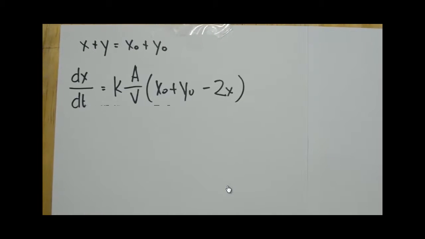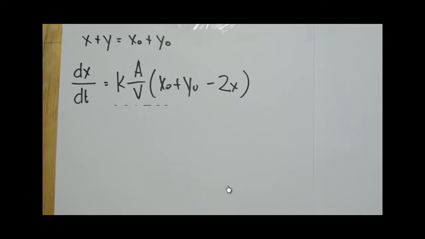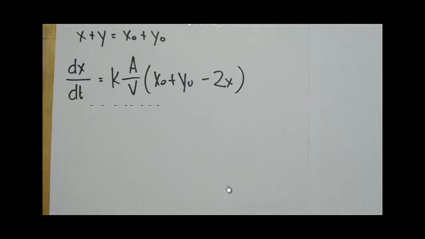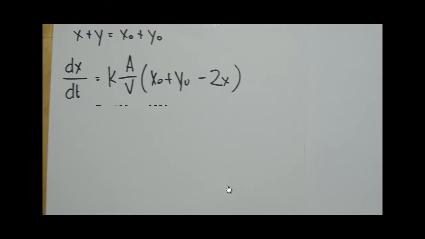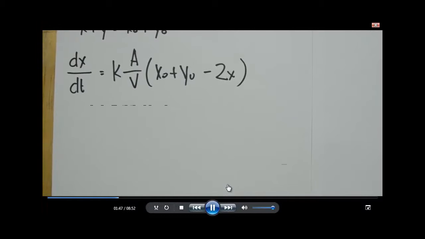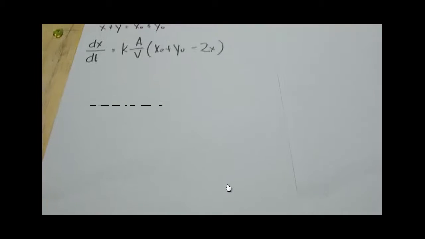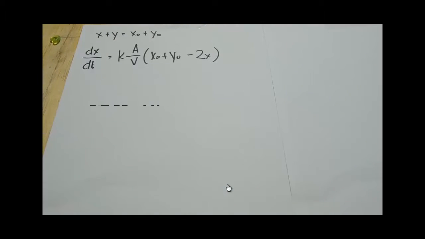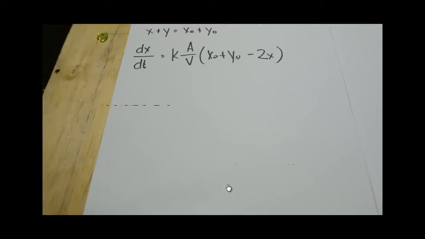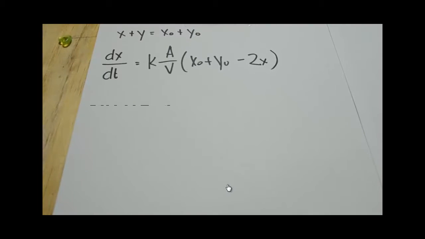So since we have two compartments, we'll first get the amount of solute in the first compartment with respect to time t. So dx over dt equals KA over V times (X sub O plus Y sub O minus 2x). So how are we gonna solve this one? This is a long solution, so bear with me. I hope you get it.